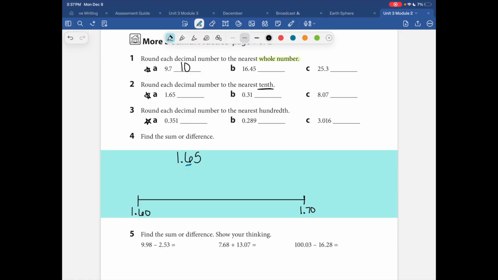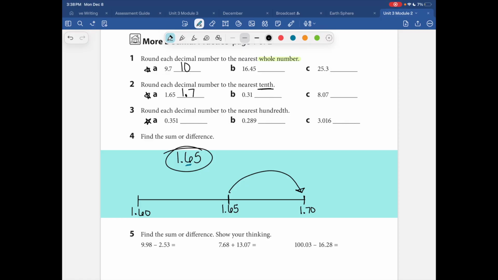So then I need to think about, okay, well, what's halfway between 1 6/10 and 1 7/10? That would be 1 65/100. Well, that's the number that we're already trying to round. If we are halfway, we are actually going to round up. So the nearest tenth would be 1 and 7/10.